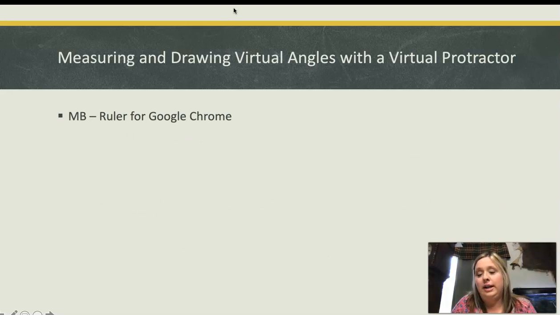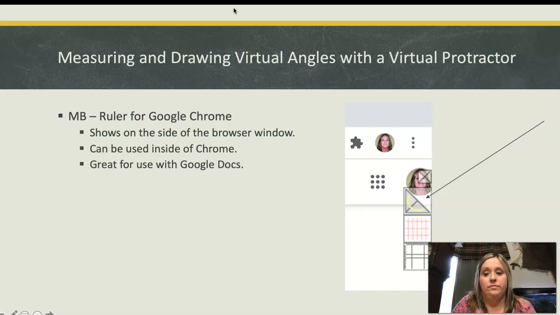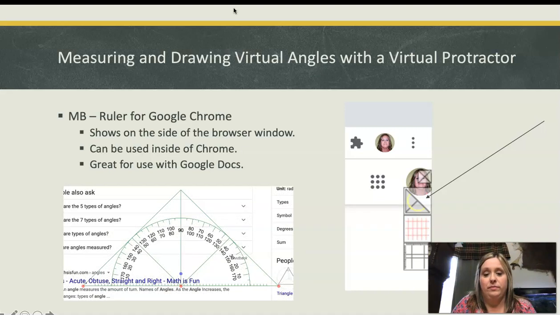So the one we're going to look at today is called MB Ruler for Chrome. And it shows on the side of the browser window, and it can be used inside of Chrome. And it's great for use with Google Docs. So here's what it looks like on the side of the browser, and then once you go into the browser, here is what it looks like in the browser.